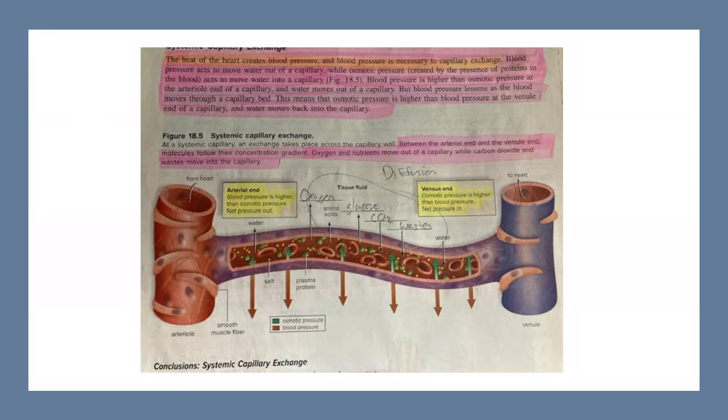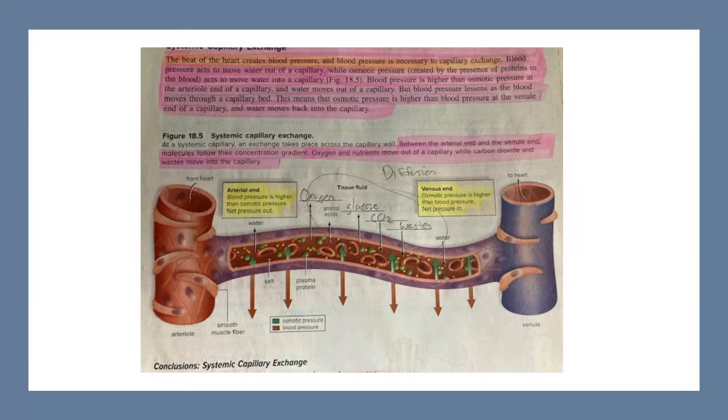What happens at the venule end of the capillary? Well, blood pressure is going to decrease. We saw this in one of the previous slides, right? Blood pressure at the venule end is going to be really low. Blood pressure lessens as the blood moves through the capillary bed. This means that the osmotic pressure is going to be higher than the blood pressure at the venule end of the capillary. Remember what osmotic pressure is: it's a suck-in kind of force. So water is going to be going inside the blood, inside the capillary.